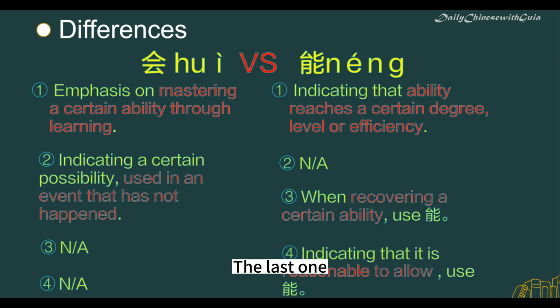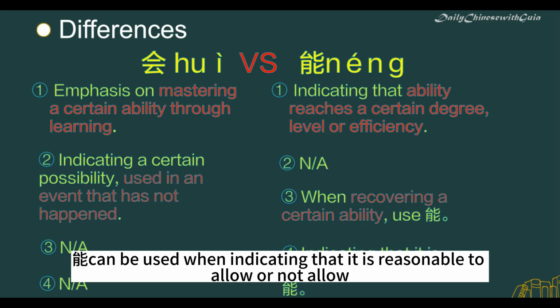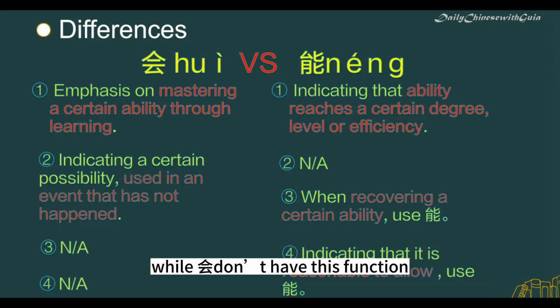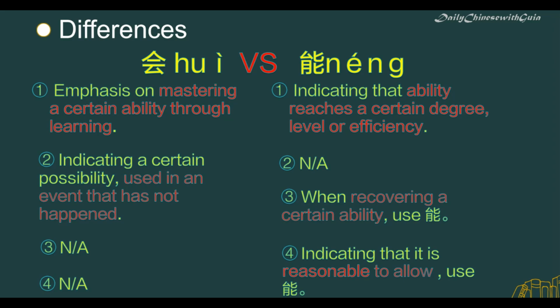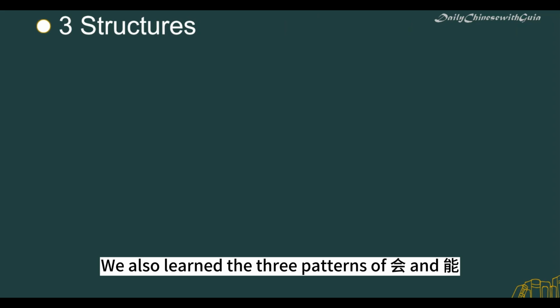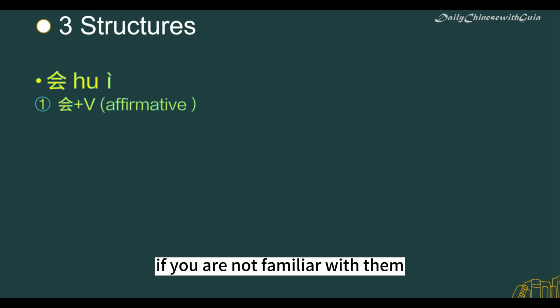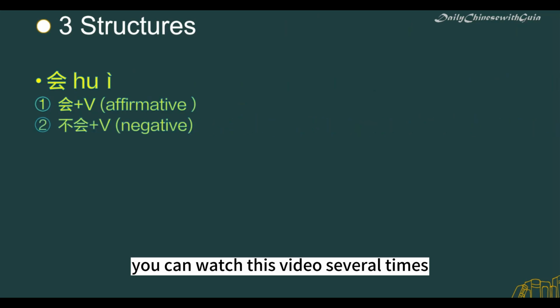The last one, 能 can be used when indicating that it is reasonable to allow, but 会 doesn't have this function. We also learned the 3 patterns of 会 and 能. If you are not familiar with them, you can watch this video several times.